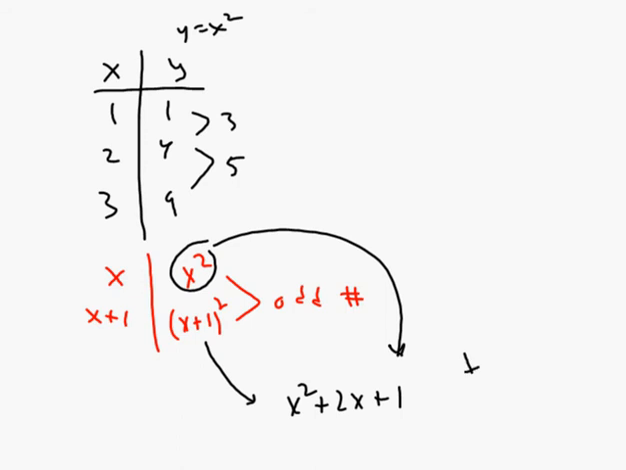That means we increased by 2x plus 1. But now the question is, what do we know about 2x plus 1 if x is an integer? I'm going to be careful here. I'm going to say x is an integer, meaning that we're not going to plug any decimals in for x right now. We're just going to plug in an integer. If that's the case, what do you know about the quantity 2x plus 1?